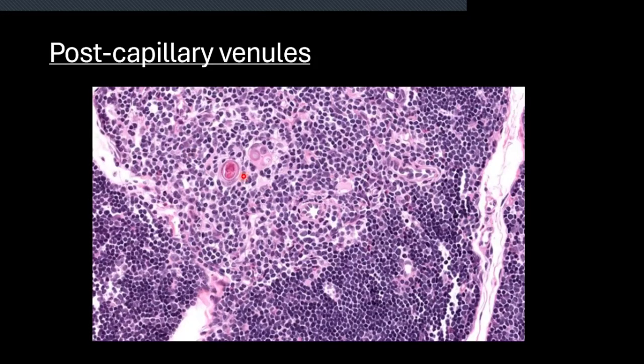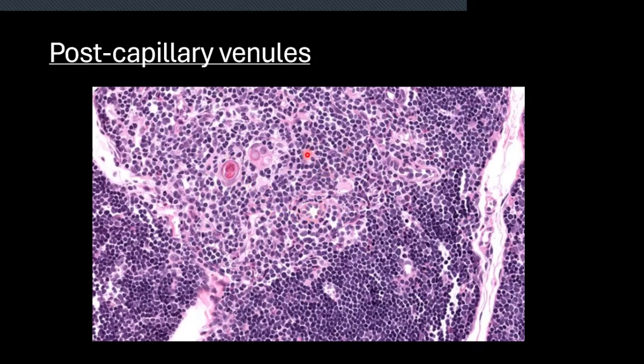Then also within the medulla, you find what are known as post-capillary venules. Okay, so now this is a Hassall's corpuscle. You can see that eosinophilic hyaline mass, and then it is surrounded by those type 6 epithelial reticular cells. But then you can see that one there, that's a venule, okay, a post-capillary venule.